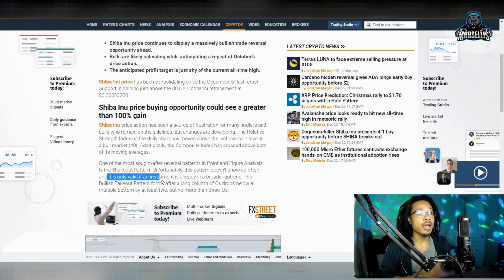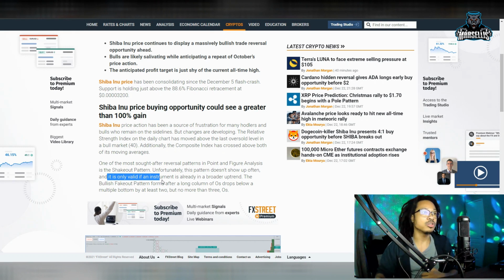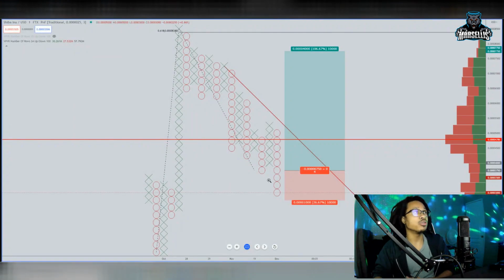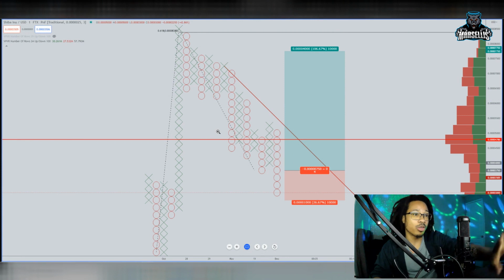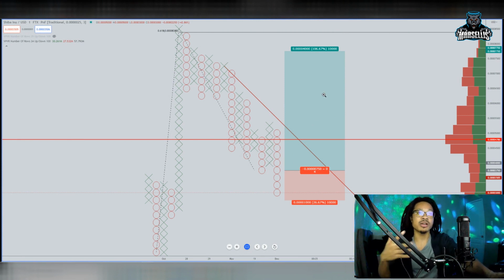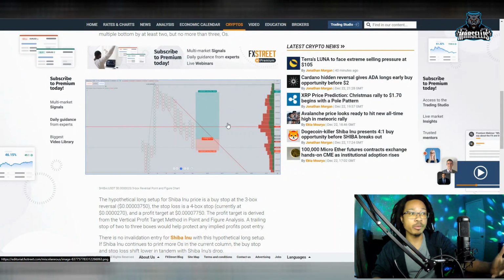So the bullish fake out pattern forms after a long column of zeros drops below a multiple bottom by at least 2 zeros, but no more than 3 zeros. Here is the chart that they're talking about. I really don't do the technical analysis with these charts like this. I really don't mess with these charts like this at all. I do the original stuff. I don't really do all of this, all the circles and stuff. I don't like the technical analysis in this way, but this is how FX Street does it. So that's why I'm going over their technical analysis from their point of view as well.